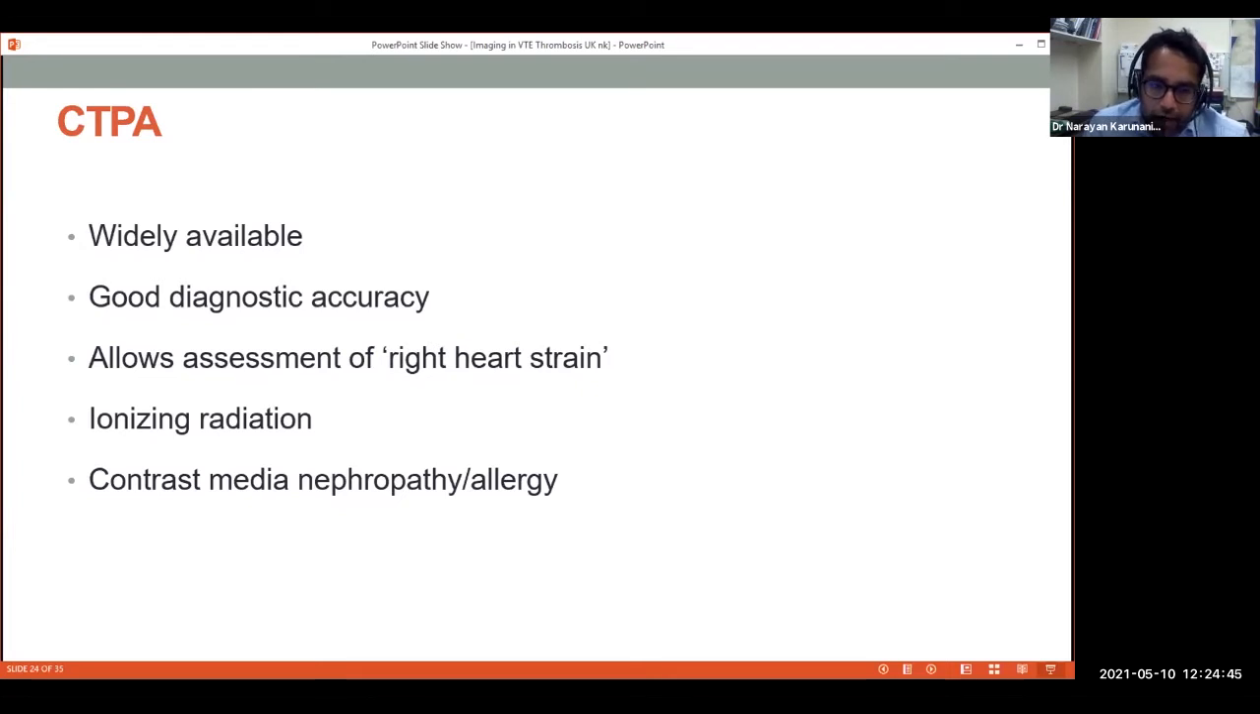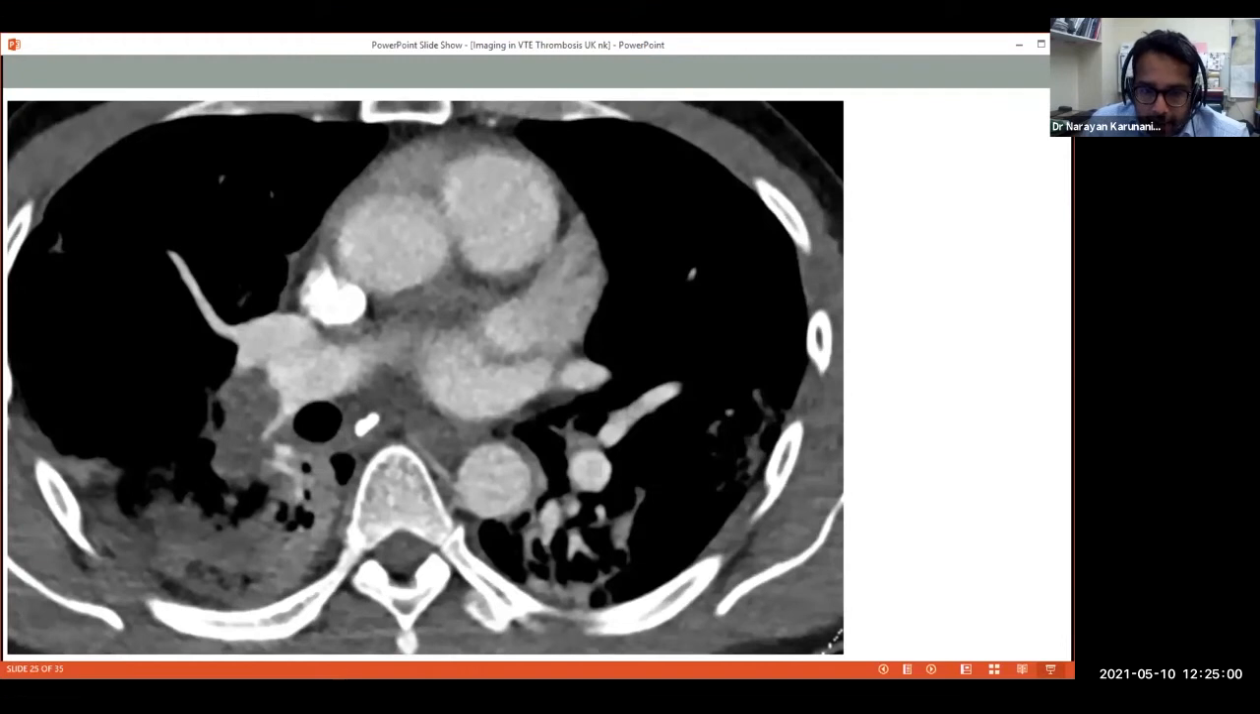But nevertheless, it's very important to bear in mind that there is an ionizing radiation exposure and administration of contrast, which can have consequences in terms of its effect on the kidneys and possible allergic reactions also. And this is typically what we see when we do CT pulmonary angiograms. You can see that there is a thrombus within the right pulmonary artery here.